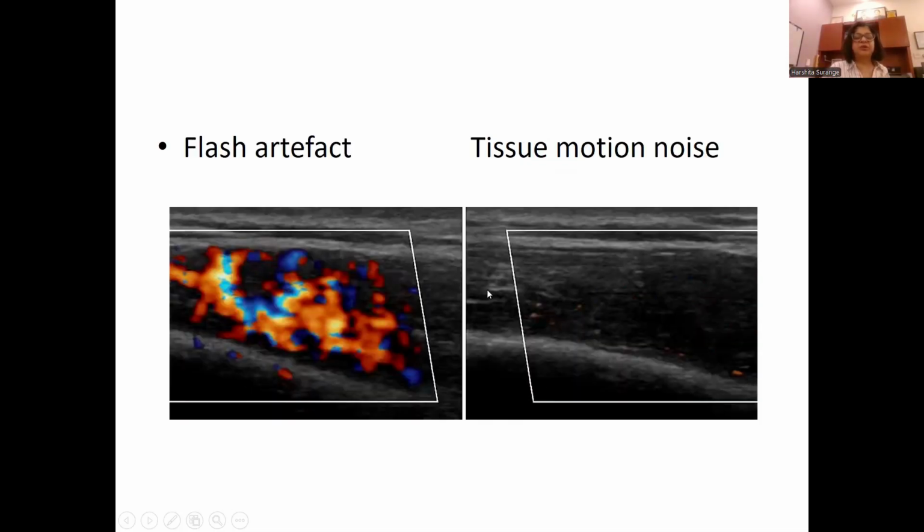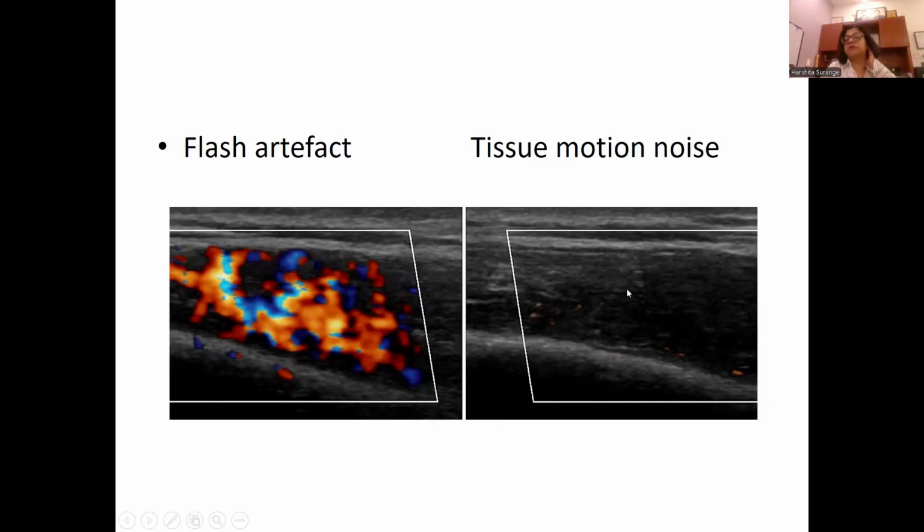Then there's something known as flash artifact. What is flash artifact? Suddenly there is a lot of blooming, right? And why does it occur? Because the PRF is again very low, and the artifact has all red and blue color within it.